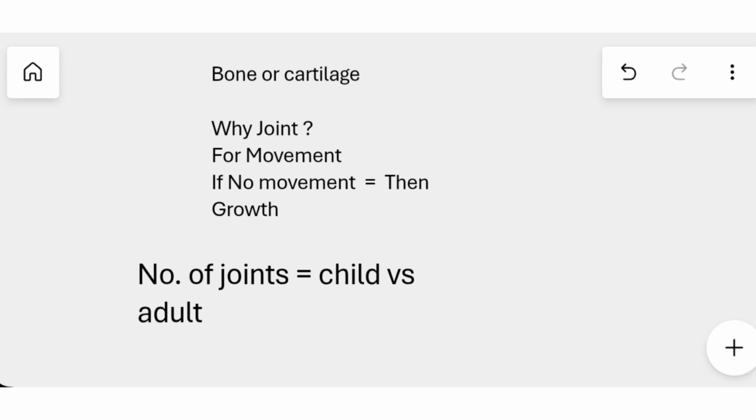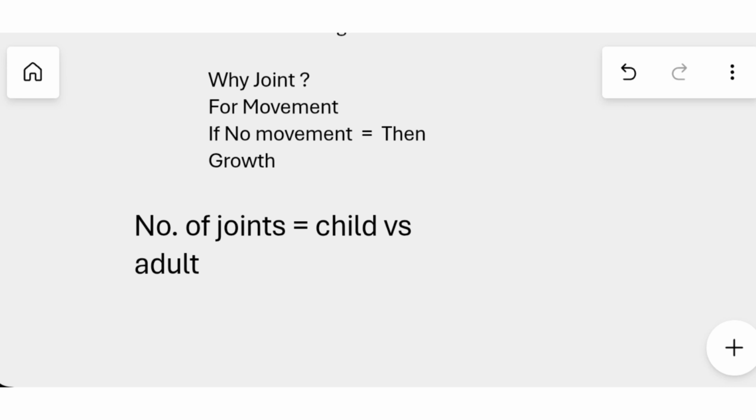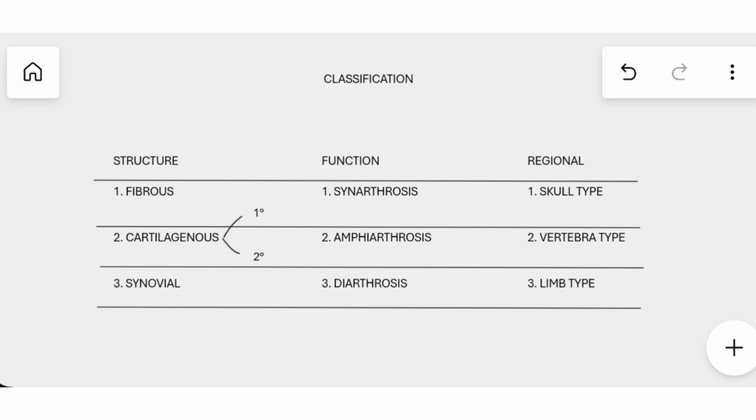And why do we have joints? In one word, if you have to describe its purpose, that is movement. But many times there are joints that do not have any movement, right? So, if there is no movement at a joint, then its purpose is growth. And after that growth is completed, the joint vanishes, right? That is the same reason why children have more joints than adults: they're in their growing phase and many of their bones have joints, and as they age and the bones grow, those joints disappear, right?